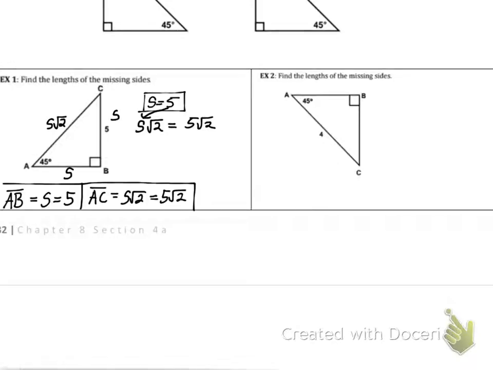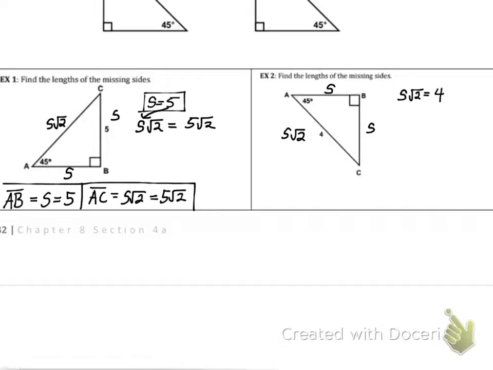So I'm going to do the same thing for this one. I see it's 45. That means this has to be 45. My two legs are going to be S, and my hypotenuse is going to be S square root of 2. And as soon as I write that down, I know S square root of 2 has to equal 4, because these both stand for the same thing. So I'm going to write S square root of 2 equals 4.